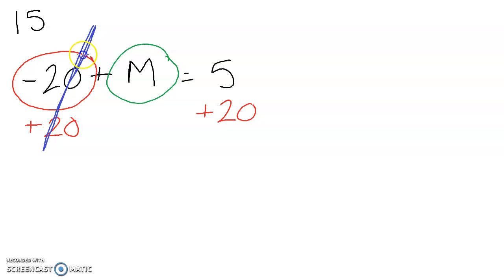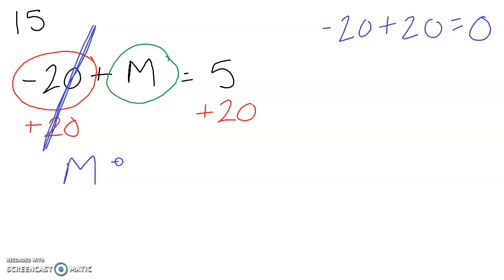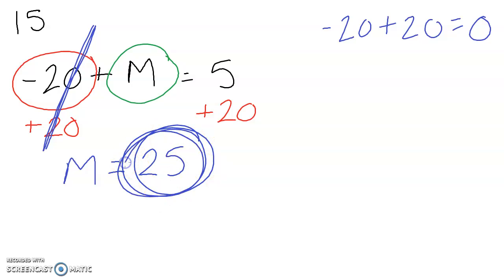On the left side, they cancel out because a negative 20 plus a positive 20 is going to be 0, again with the whole opposite thing. So that is going to leave just an m on the left side, and then you have 5 plus 20, which is 25. Hey, look at that. No number line needed. But again, if the number line works for you and you know that you can get the right answer with that, definitely use that.